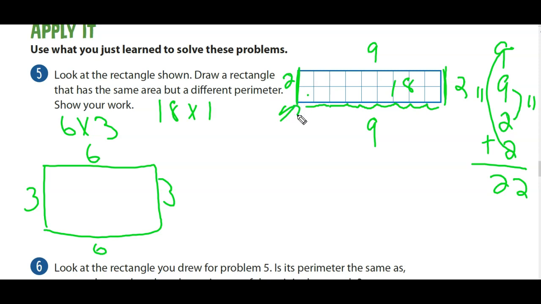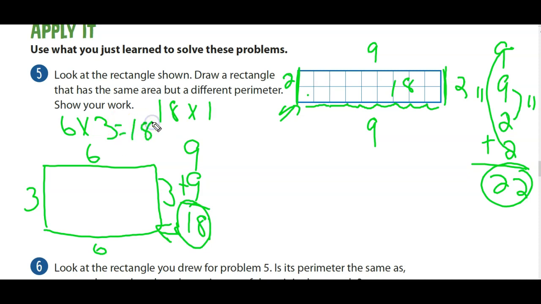See? 3 plus 6 is 9. 3 plus 6 is also 9. And then 9 plus 9 is 18. Okay, so for this one right here, the perimeter is 22, but the perimeter for this shape that I made is 18. Okay, they have a different perimeter, but the same area, because 6 times 3 is 18, and 9 times 2 is 18.